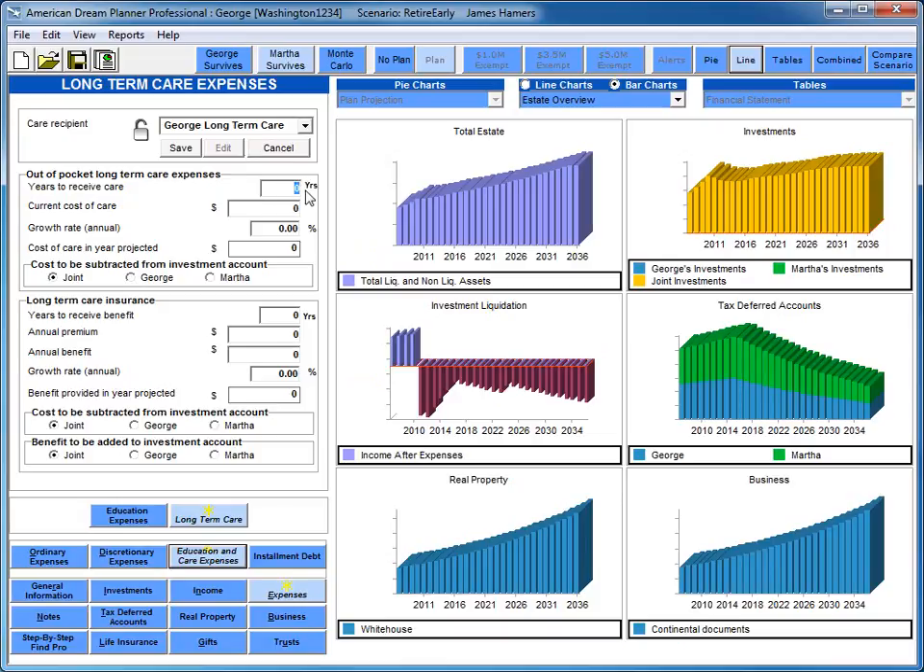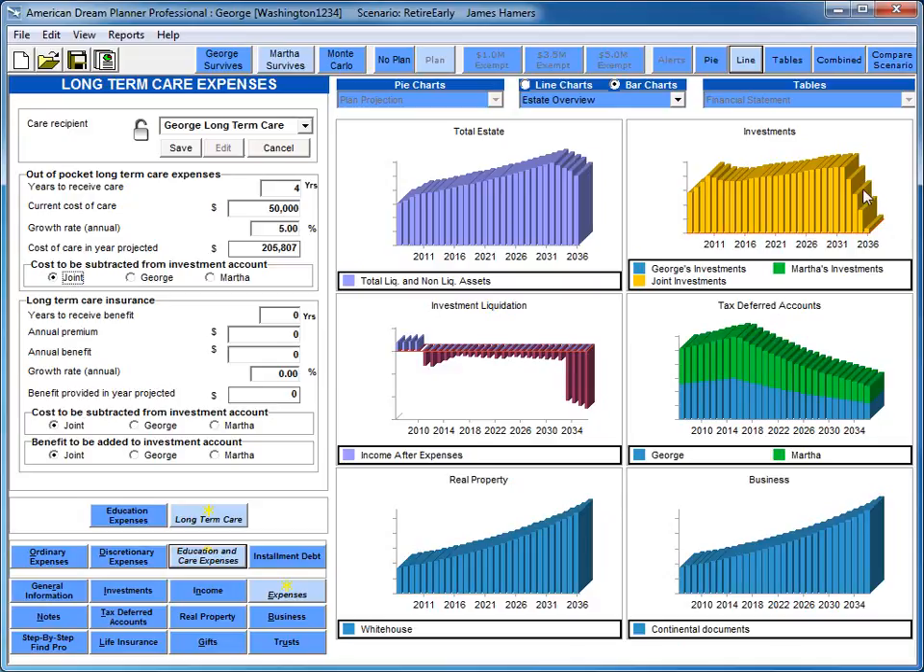Let's assume that George has a need for care for 4 years. The current cost of care is $50,000. And notice we see the values diminishing on their investment accounts to pay for this care. But what is mostly misunderstood by clients is the inflation effect of those care costs. And notice the more significant drop, because in the final year with a 5% inflation, the cost of care is actually $205,000, not the $50,000.